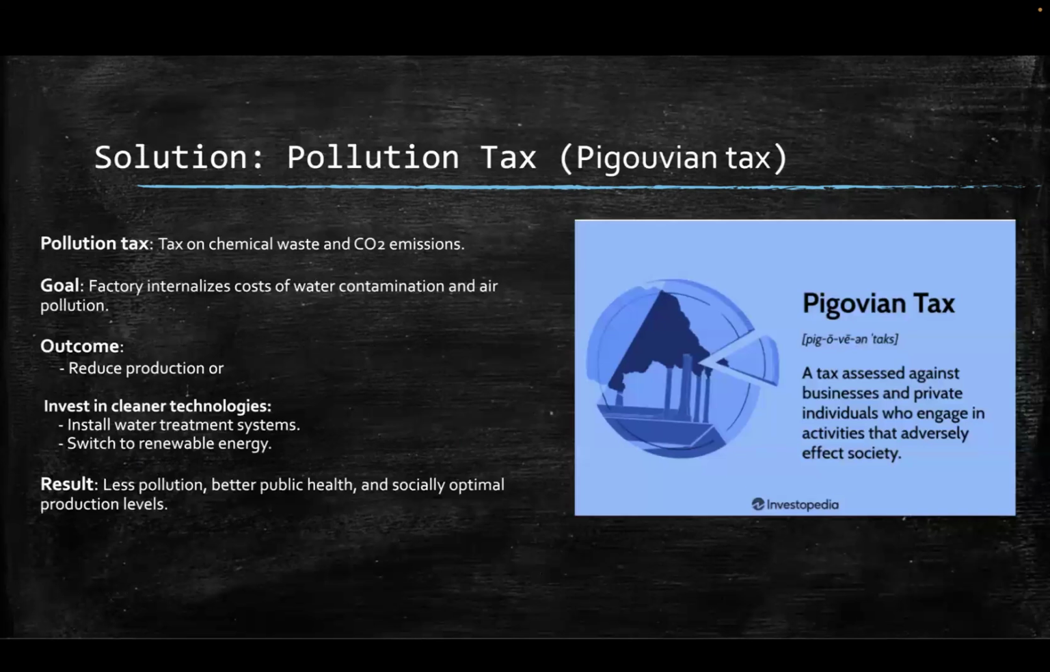contamination and air pollution. As an outcome, the factory will either reduce the production of plastic bottles or invest in cleaner technologies, such as, for example, installing water treatment systems to reduce chemical waste in rivers or switching to renewable energy sources to lower CO2 emissions.